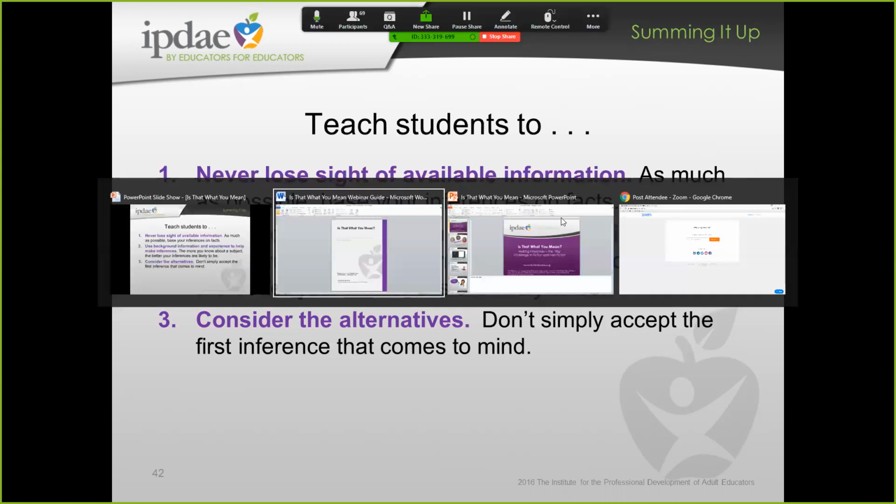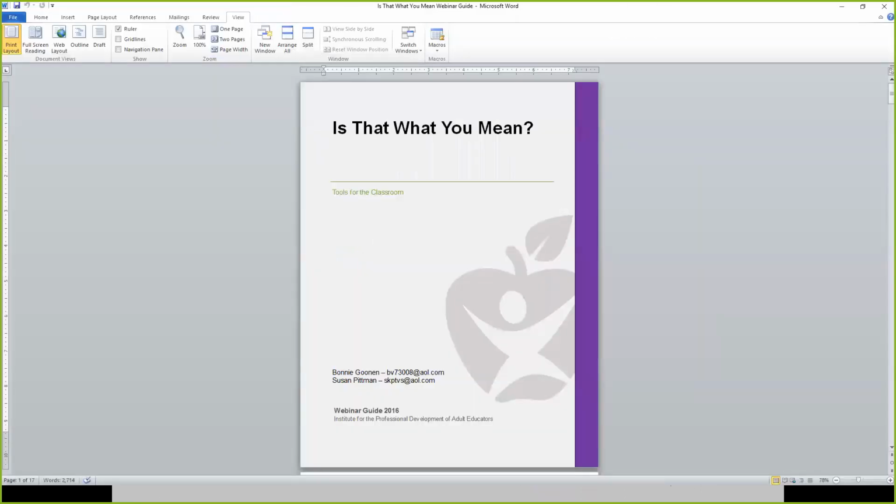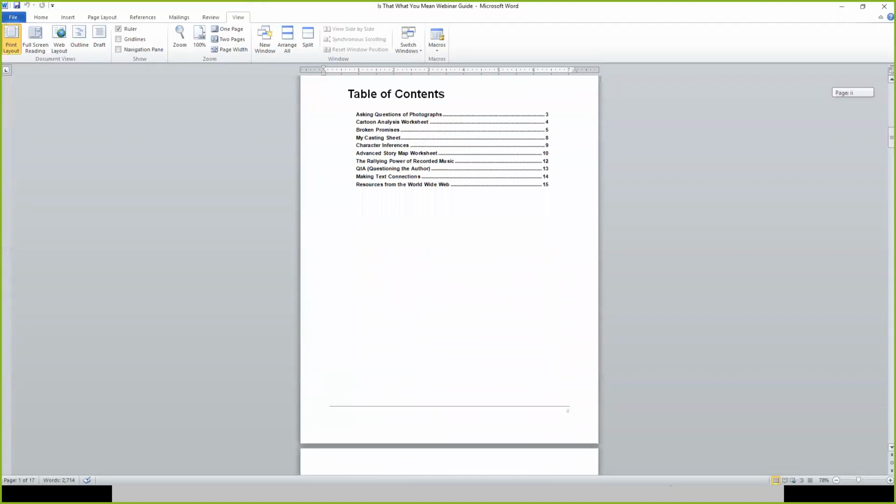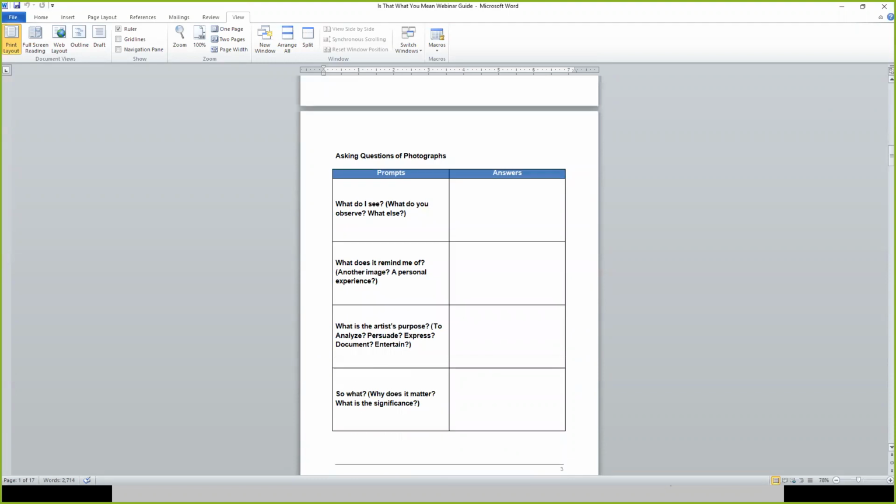Correct. So let's take a quick look, because I know if you're like Susan and me, unless we see what we're needing to access, sometimes we don't go back and do it. So when you get back, if you've not already downloaded both the PowerPoint and the guide, this is the guide with a few tools from Susan and me for you in the classroom. The first thing you have are those questions that we used today, asking questions of the photographs. And you'll see that we do have a thing for answers.